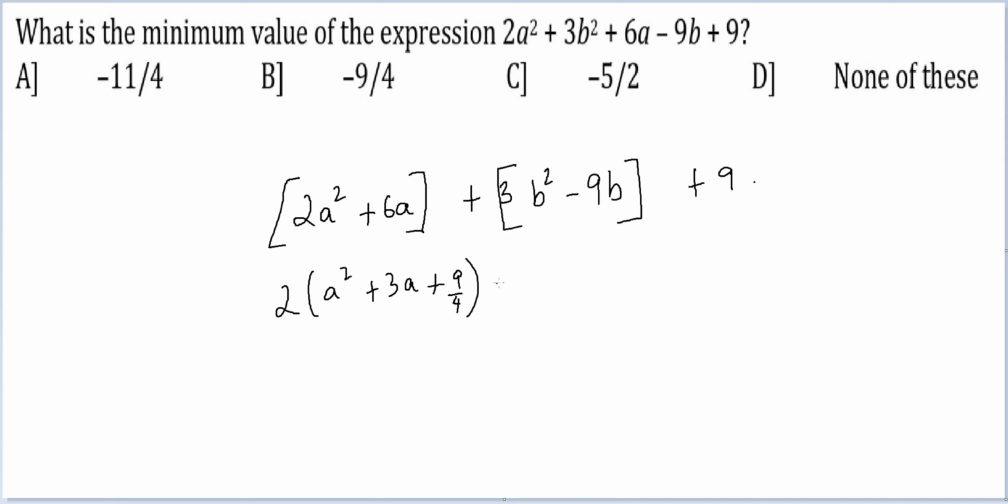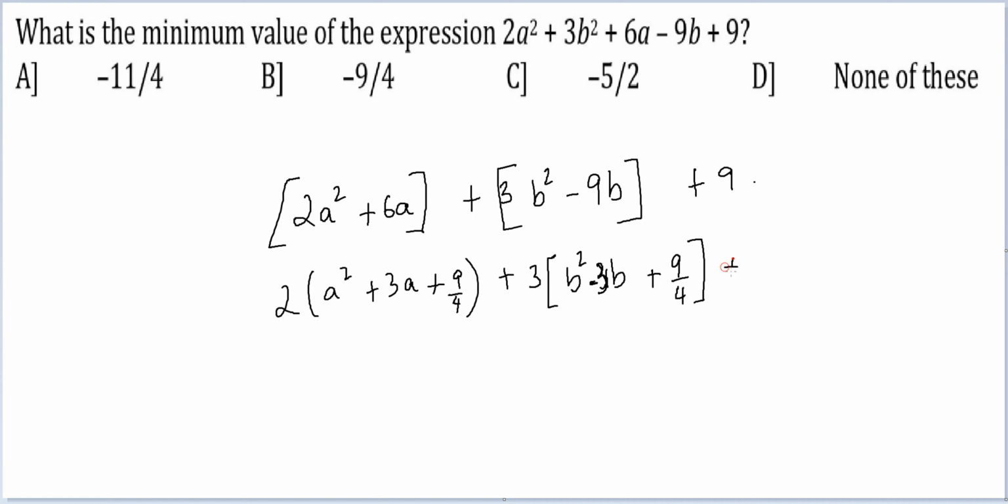Okay. Here you have take 3 out common. You're left with b square minus 3b. Again, if you want to complete the perfect square, you should have plus 9 by 4 here. But 3 into 9 by 4 gives me 27 by 4 or 6.75. 2 into 9 by 4 gives me 4.5.